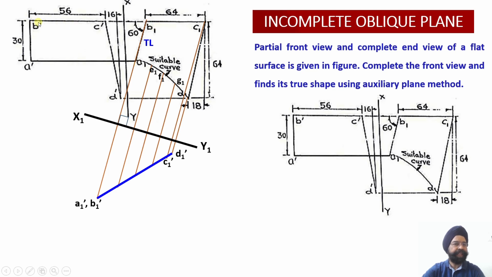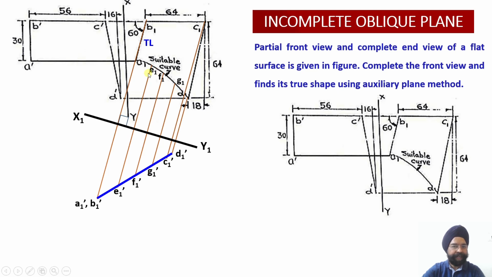B dash and B1, they are in the same straight line. C dash and C1, they are in the same straight line. D dash and D1 over here, they are also in the same straight line. So had this portion not been missing, E1 dash, F1 dash and G1 dash would have lain on the same locus. So just see, I have marked these points over here.